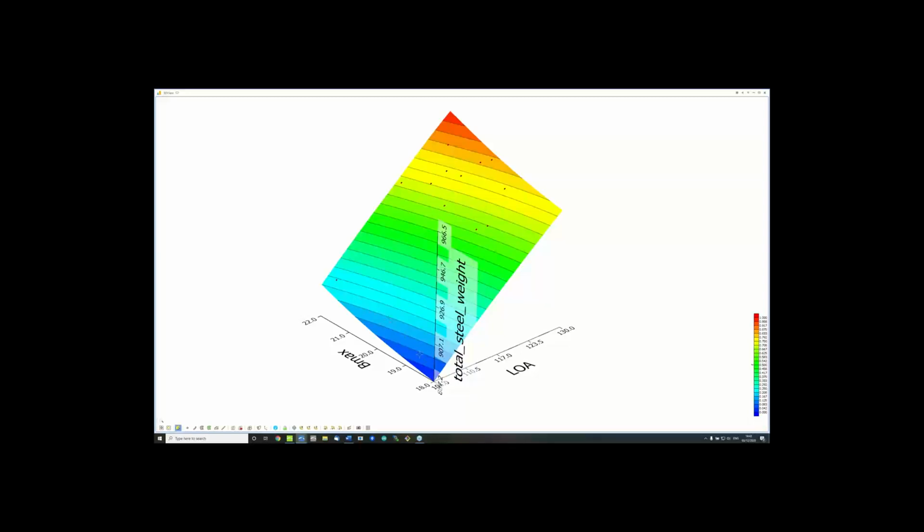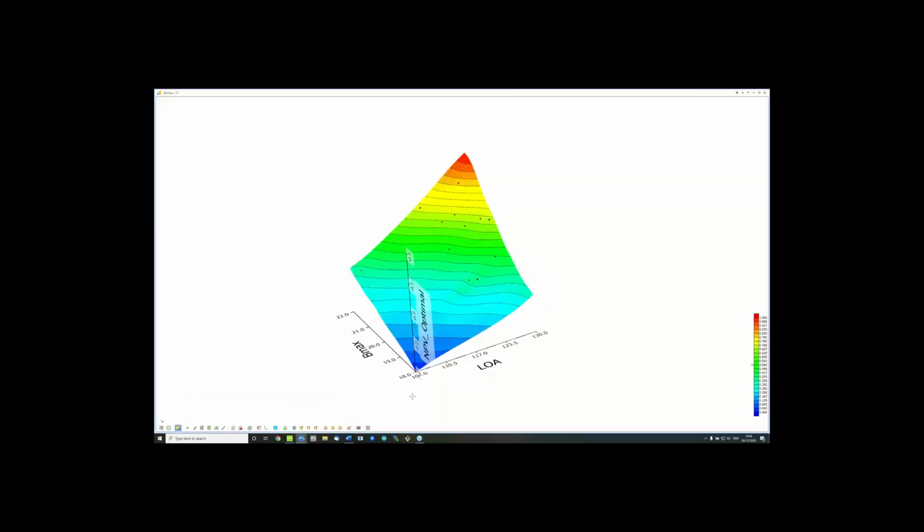As Marcus has mentioned before, the total steel weight is a good measure of the capital expenditures, because steel, of course, is expensive. But as he also mentioned, this is not quite the whole picture, which is why in this application case, the ferry was actually optimized for the net present value.